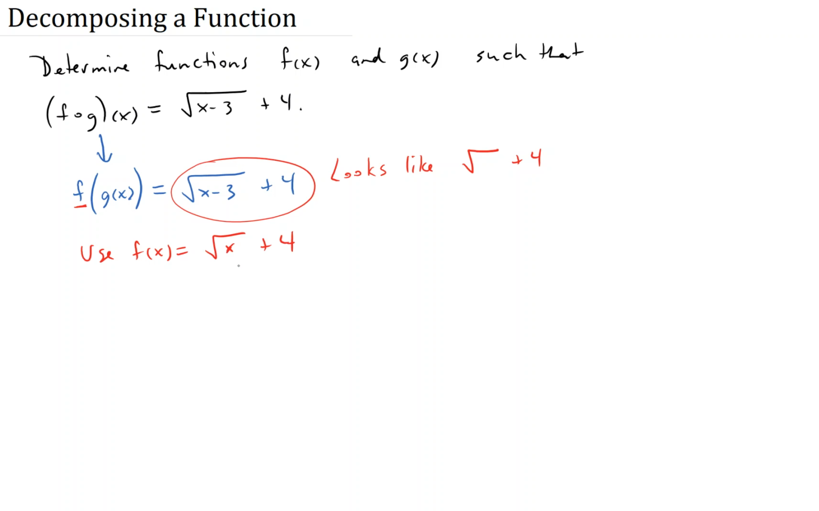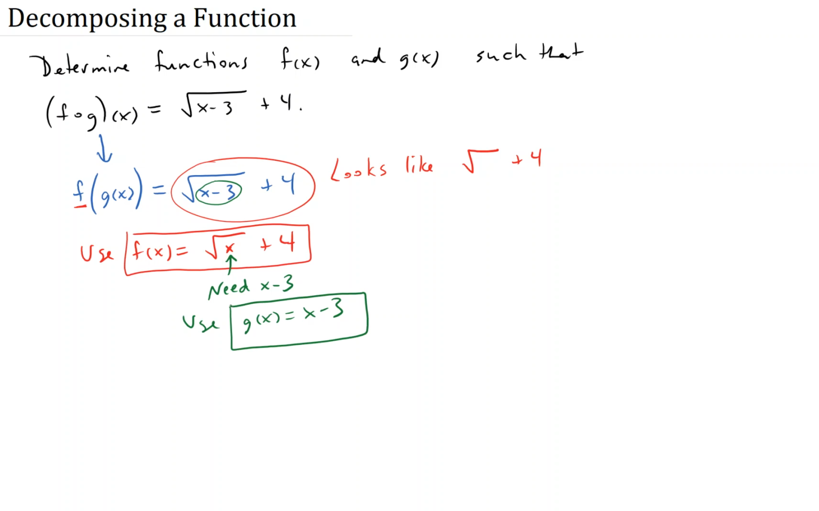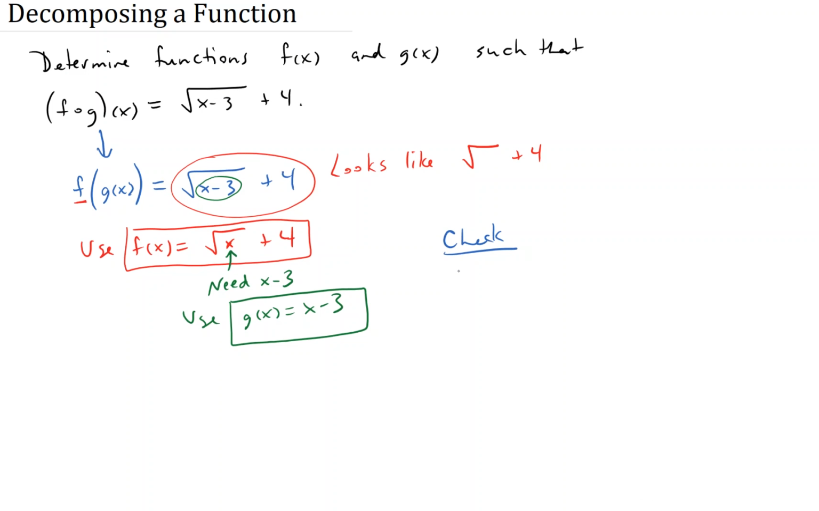Now, when you input things into this f function, it's going to go right here where x is, because that's where the input is. And what we need is x minus 3 in place of that x, okay? So we'll use g of x equals x minus 3. So we've got our f function, and we have our g function. And what we'll do now is check to see if f of g of x really does equal the square root of x minus 3 plus 4.